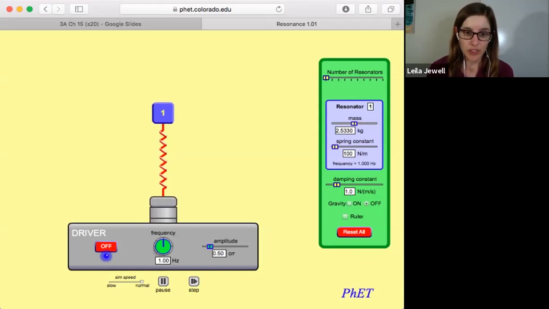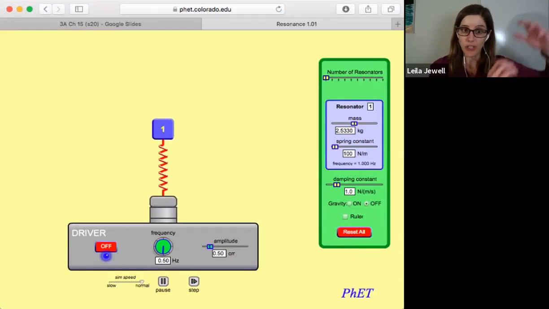We could similarly turn down the frequency, and now look, it isn't oscillating nearly as much. It's not that the amplitude of the driver has changed, but now sometimes the driver is going up when the mass is trying to come down, and it's like it's not really working together very well.